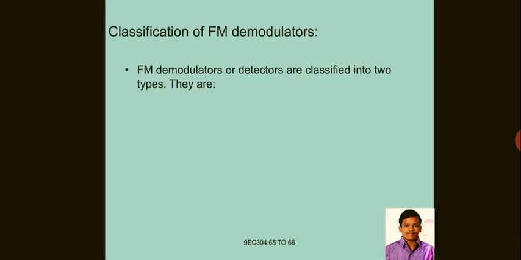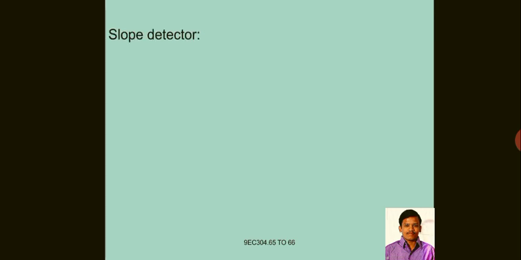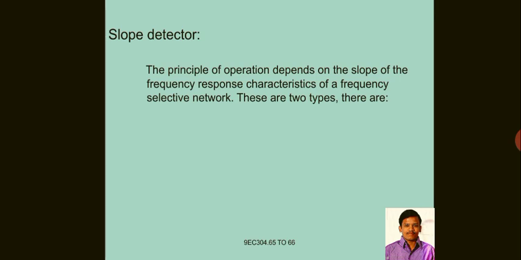First we will see the different types of FM demodulators. The first one is the slope detector. The next one is the phase discriminator. First we will see the slope detector. The principle of operation of the slope detector depends on the slope of the frequency response characteristics of a frequency selective network. Slope, in mathematics, is the y coordinate value divided by the x coordinate value. For example, if you take a linear waveform, the slope value will be equal to 1.